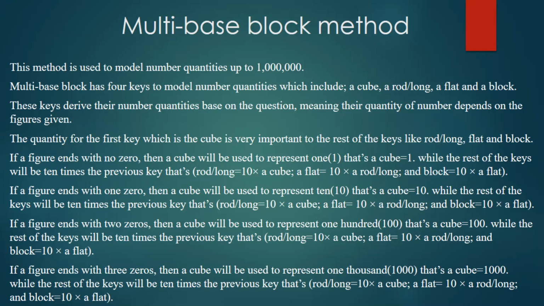If a figure ends with 3 zeros, then a cube will be used to represent 1000. That is, a cube is equal to 1000, while the rest of the keys will be multiples of the previous keys. A rod, which is next to the cube, will be 10 times a cube. A flat, which is the third key, takes its quantity as 10 multiplied by the rod. And then finally, the block, which is 10 times a flat.